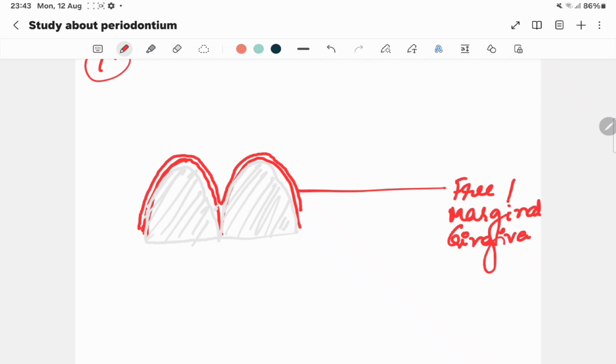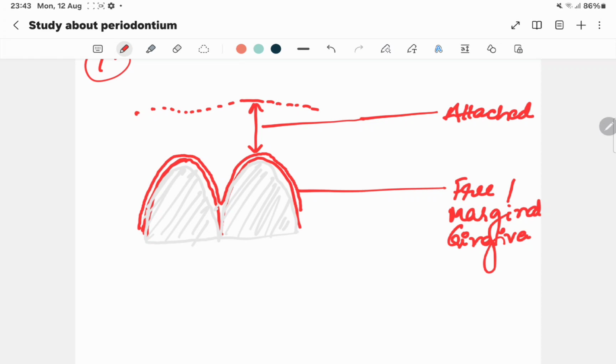Then comes a zone of attached gingiva. So why is it attached? Because it is attached to the underlying bone. Alright, so this is the area of the attached portion, attached gingiva.